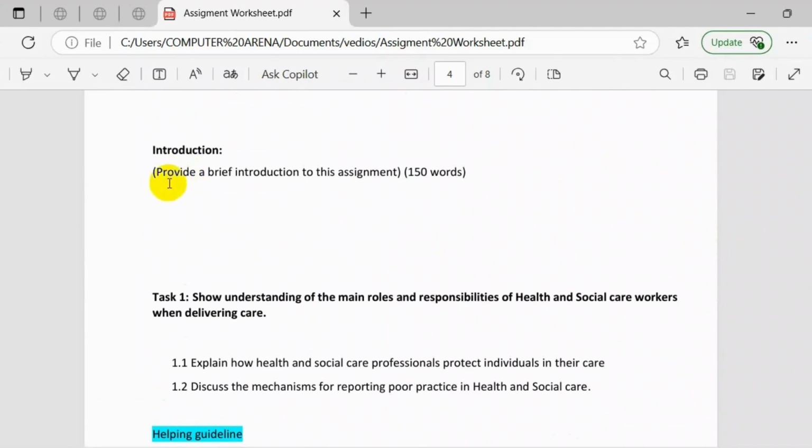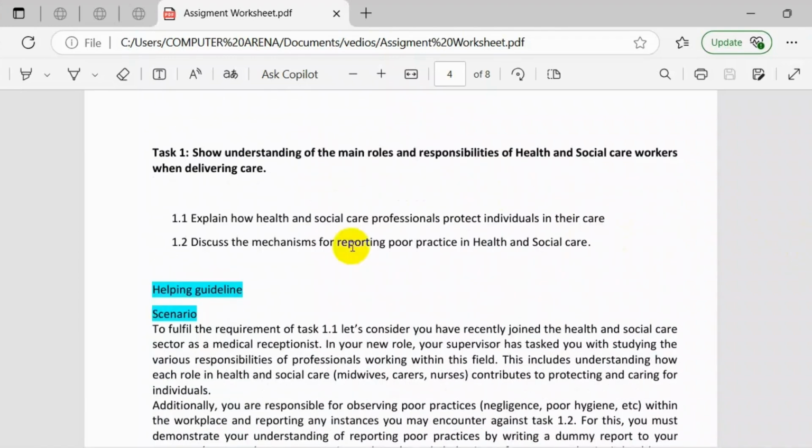Before starting the assignment, you have to provide a brief introduction to the assignment, like what you are going to explain in this. You can also discuss the structure of your assignment, like how you are going to explain it. But make sure that your assignment introduction is not more than 150 words.